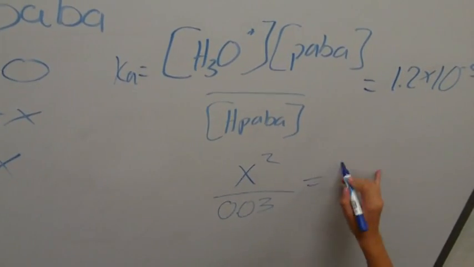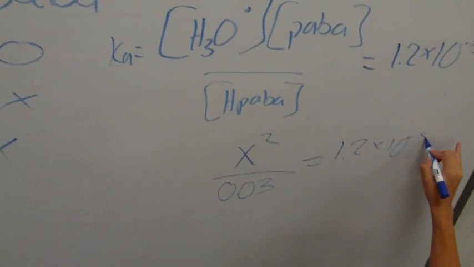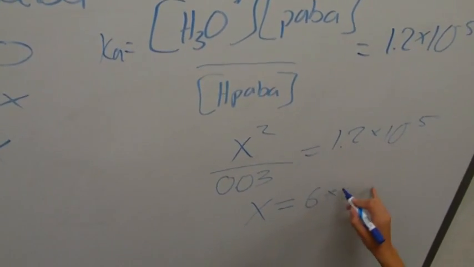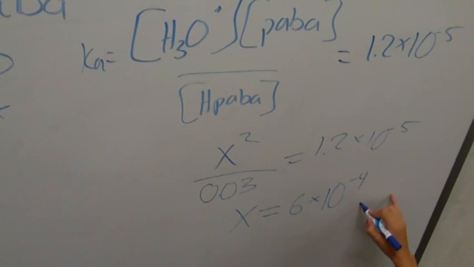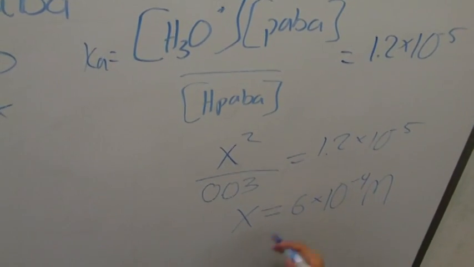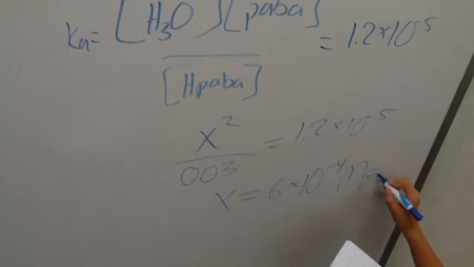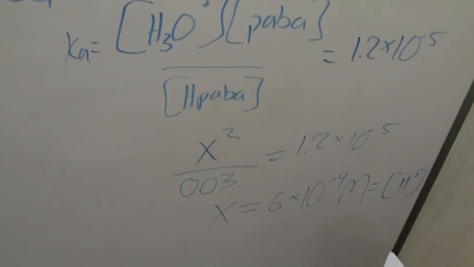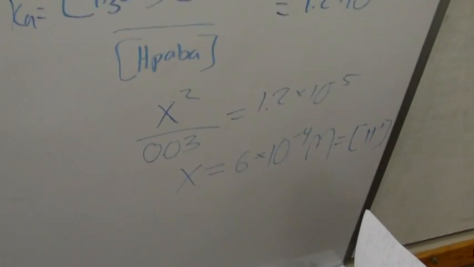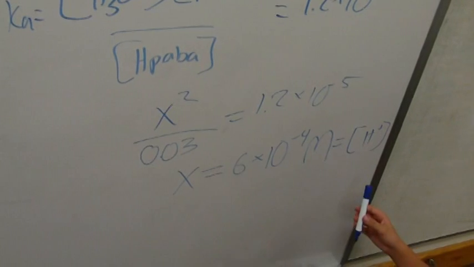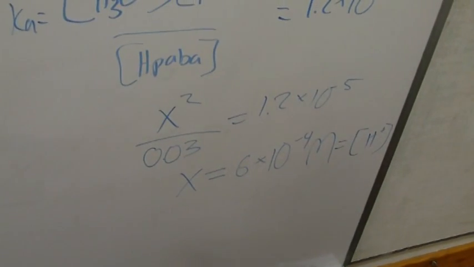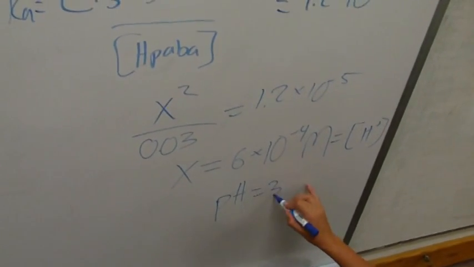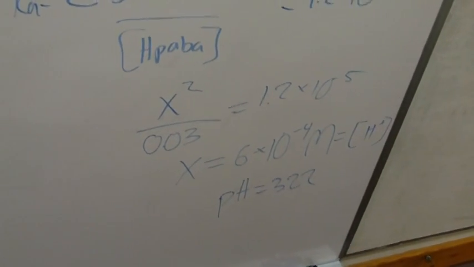So we're going to solve for x. We get 6 times 10 to the negative 4 molar, which ends up being our concentration of hydrogen ions, which I'm just going to write as H+. Once we know our concentration of hydrogen ion, which is one of the things they ask for, they also want the pH, so it's just taking the negative log. When you do that, you get a pH of 3.22. That's that.